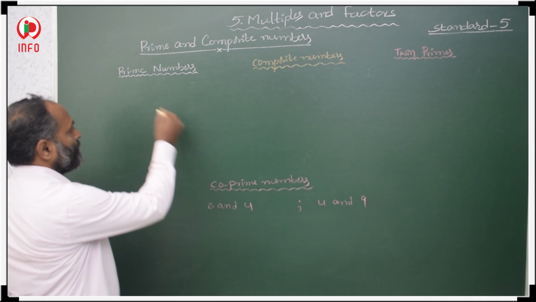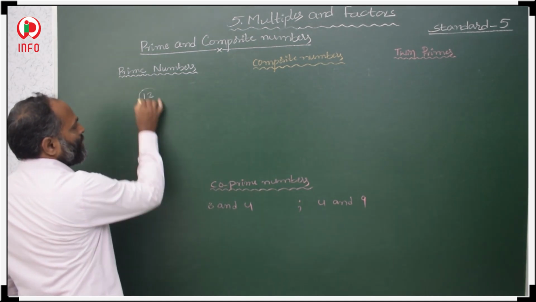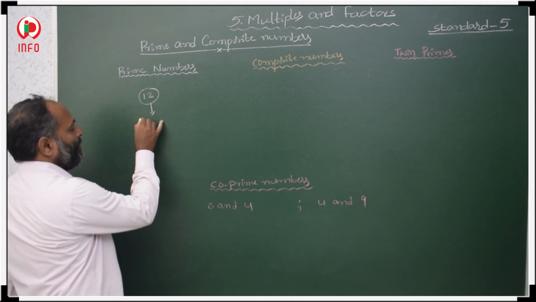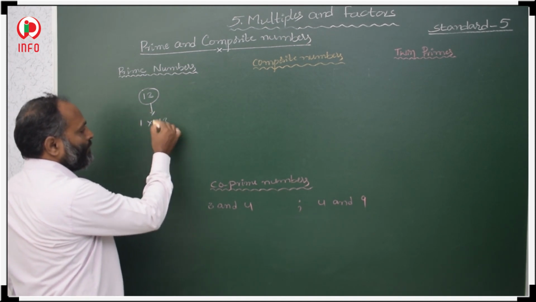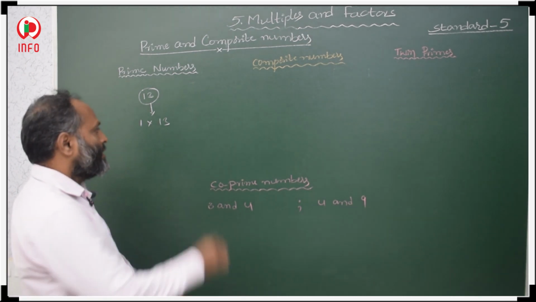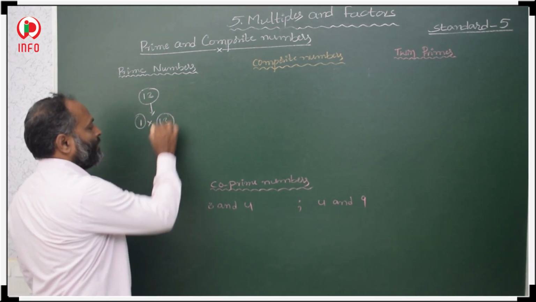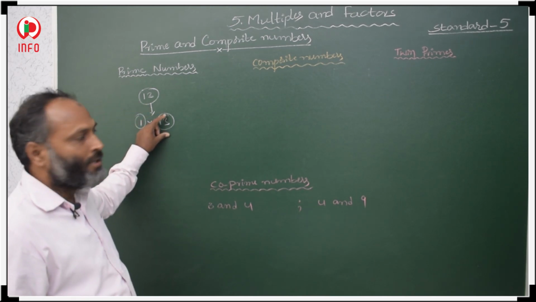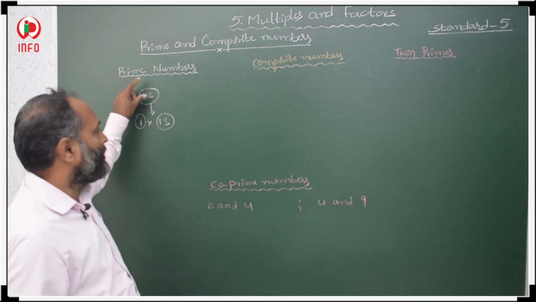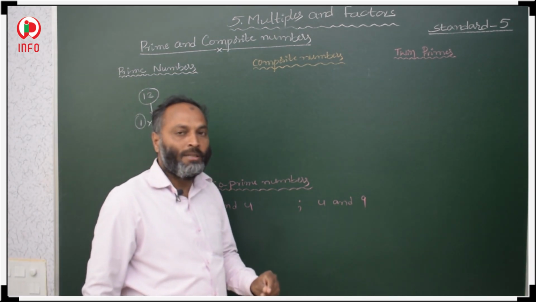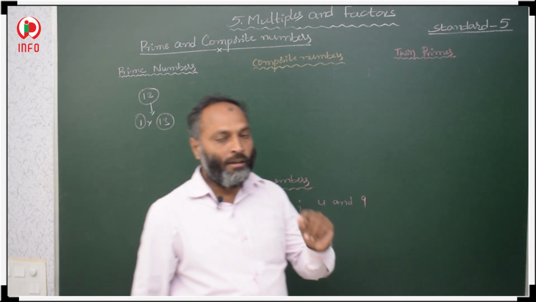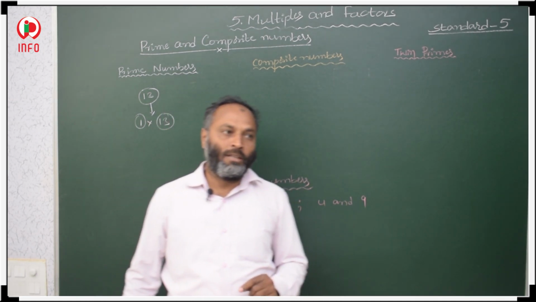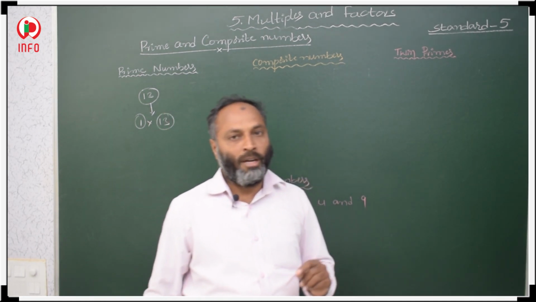For example, 13. What are the factors of 13? 13 is divisible by 1 and itself. No other factor is there. So, 1 and 13. How many factors is 13 having? Only 1 and 13, so 13 is a prime number. Prime number means the number which has 1 and itself as factors. Such numbers are called prime numbers.